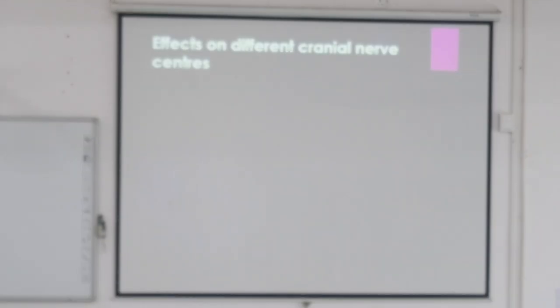Now, another stock question: what are the centers stimulated by morphine? It is a very stock oral question. Tell me, think and tell me, which ones are stimulated? What is miosis? It is not a peripheral action. Why does miosis occur?